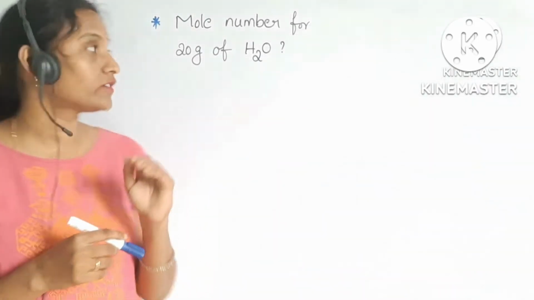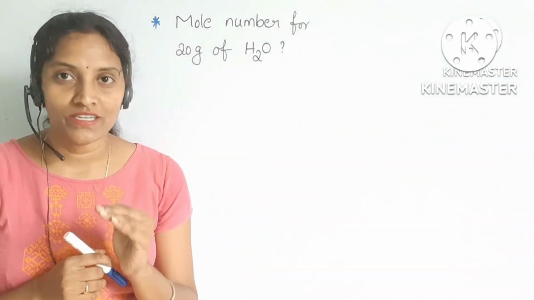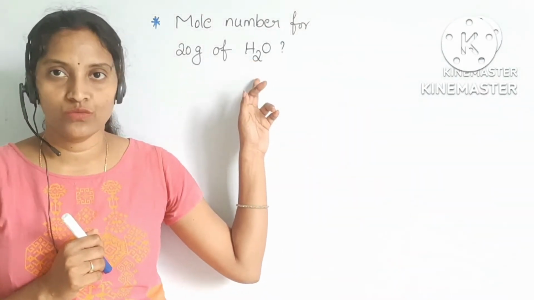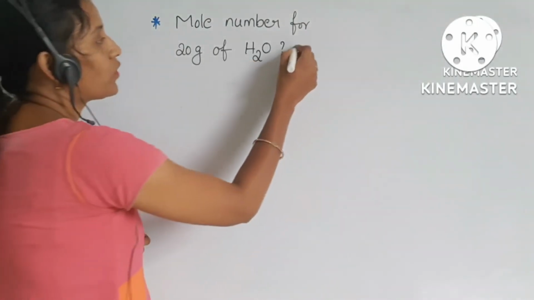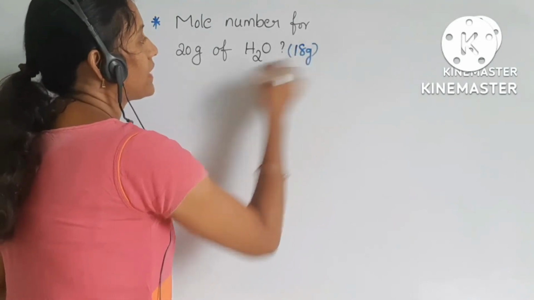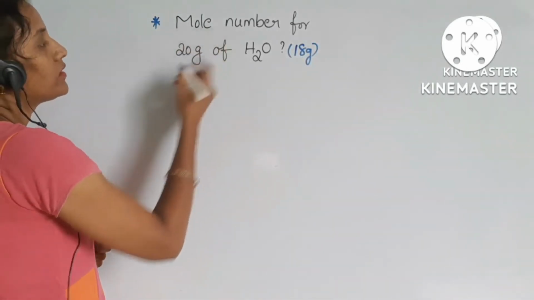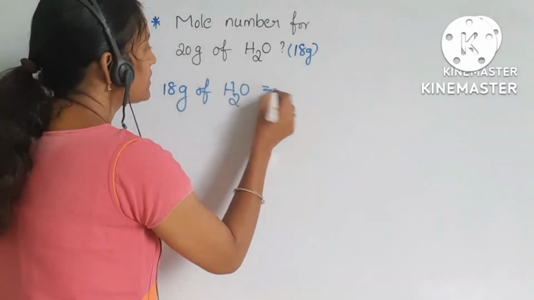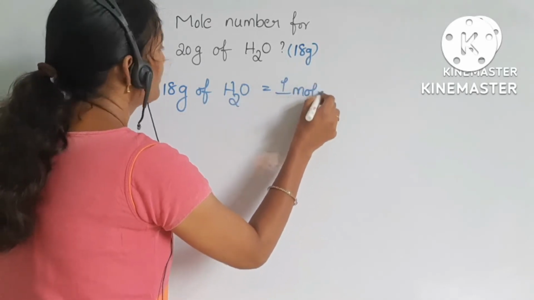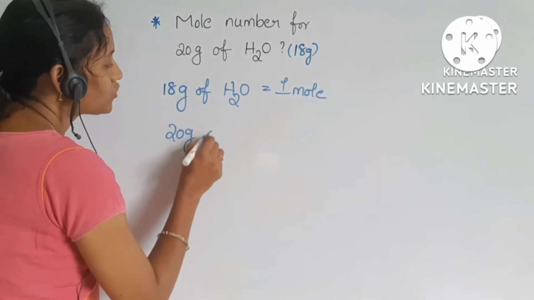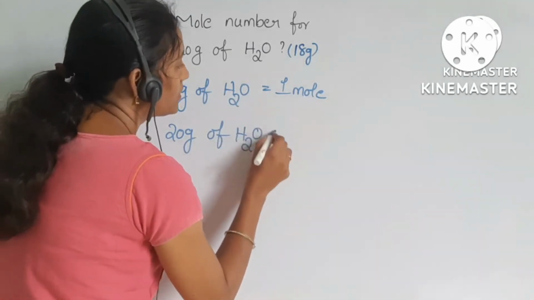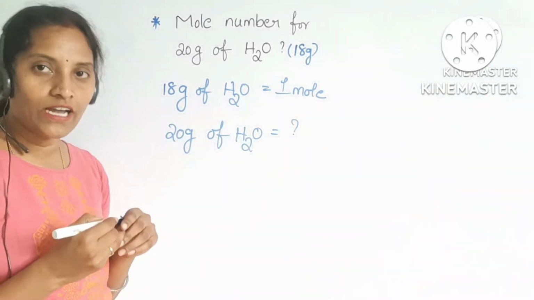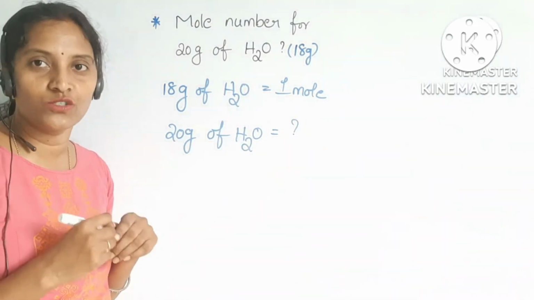Here the problem is you have to calculate the mole number for 20 grams of water. See, this is the molecular formula for water. What is the molecular weight of water? That is 18 grams. So you can write 18 grams of water molecules is equal to 1 mole. Then 20 grams of water molecules is equal to how many moles you have to calculate.